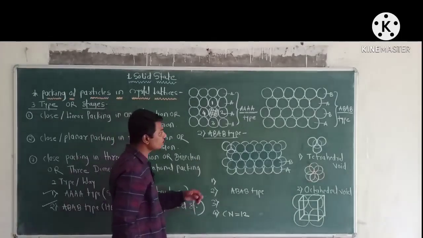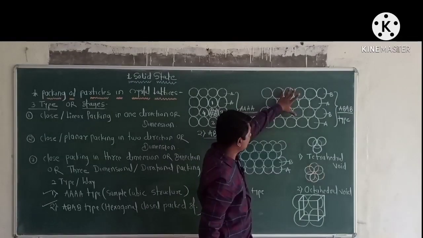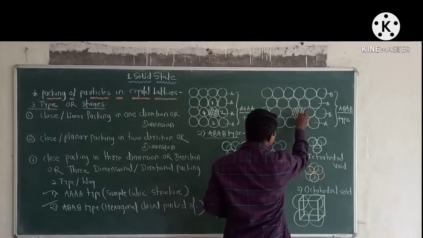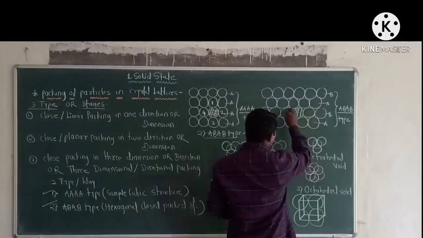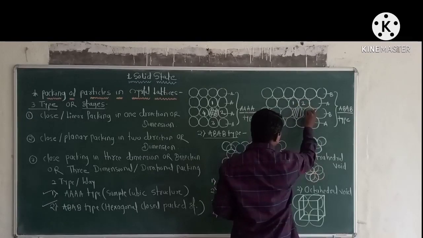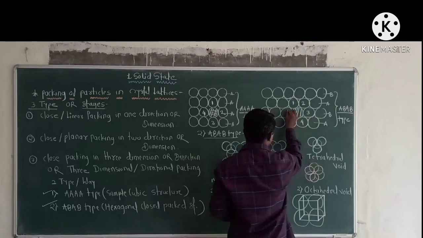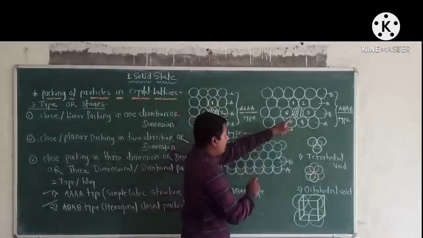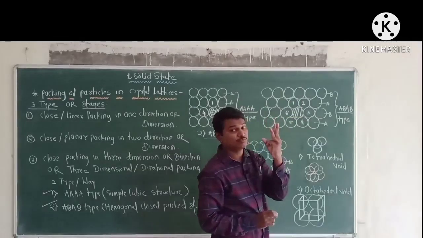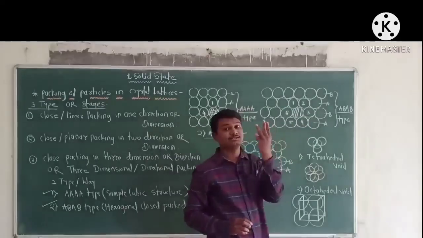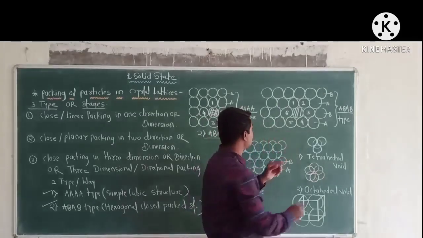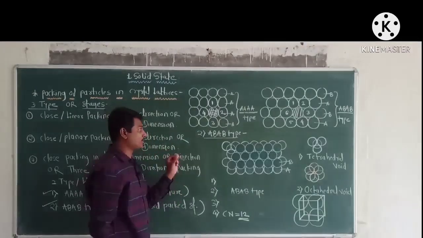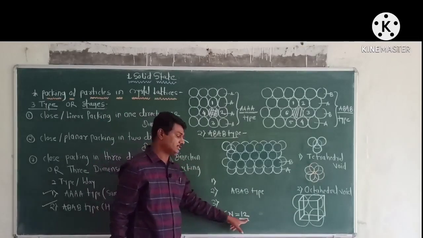For example, this is the layer of constituent particles. This constituent particle is in contact with, or surrounded by, 6 other constituent particles in this layer. Now above this constituent particle there are 3 constituent particles and below it there are 3 constituent particles. 3 plus 3 is 6, and this 6, total 12. Therefore the coordination number of each constituent particle in this packing is 12.